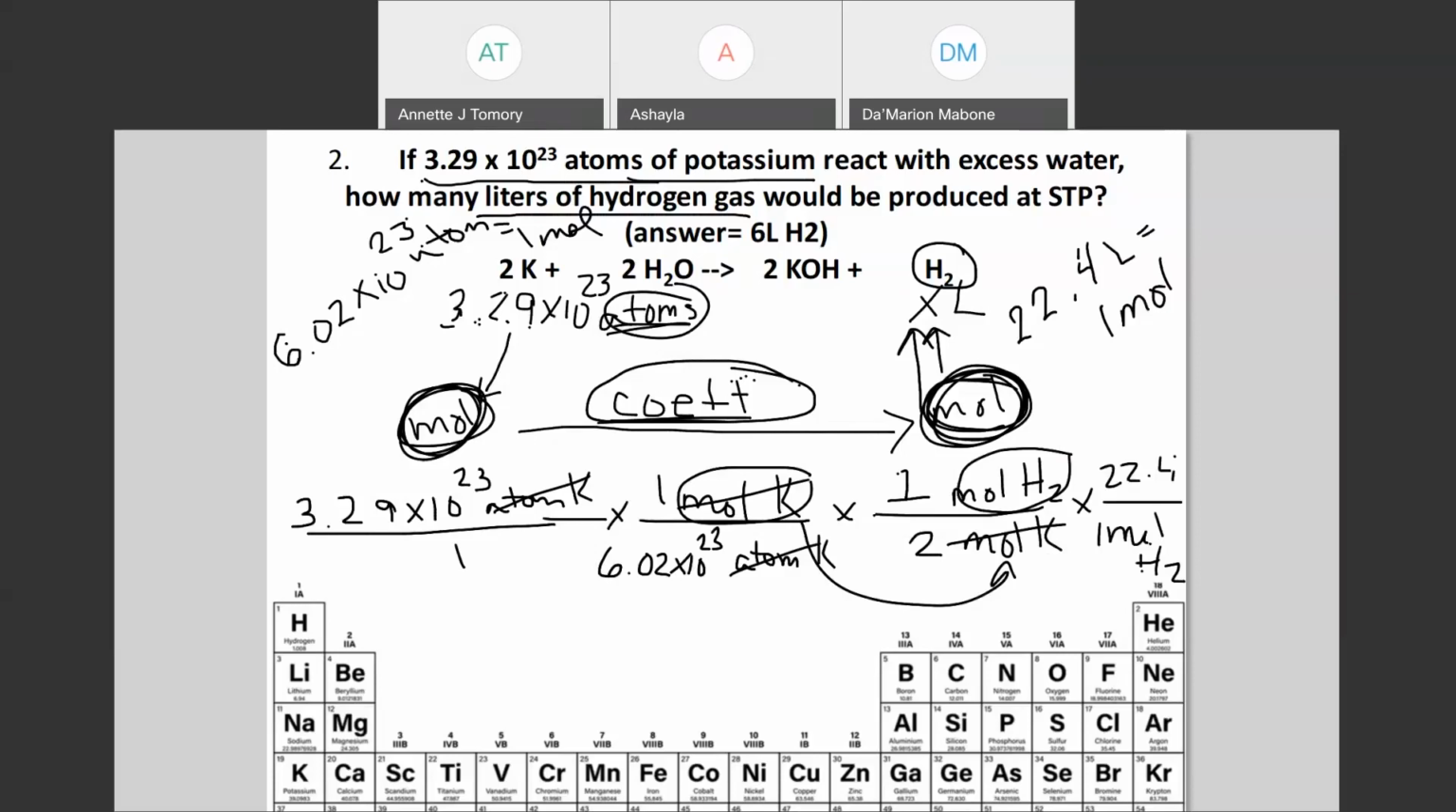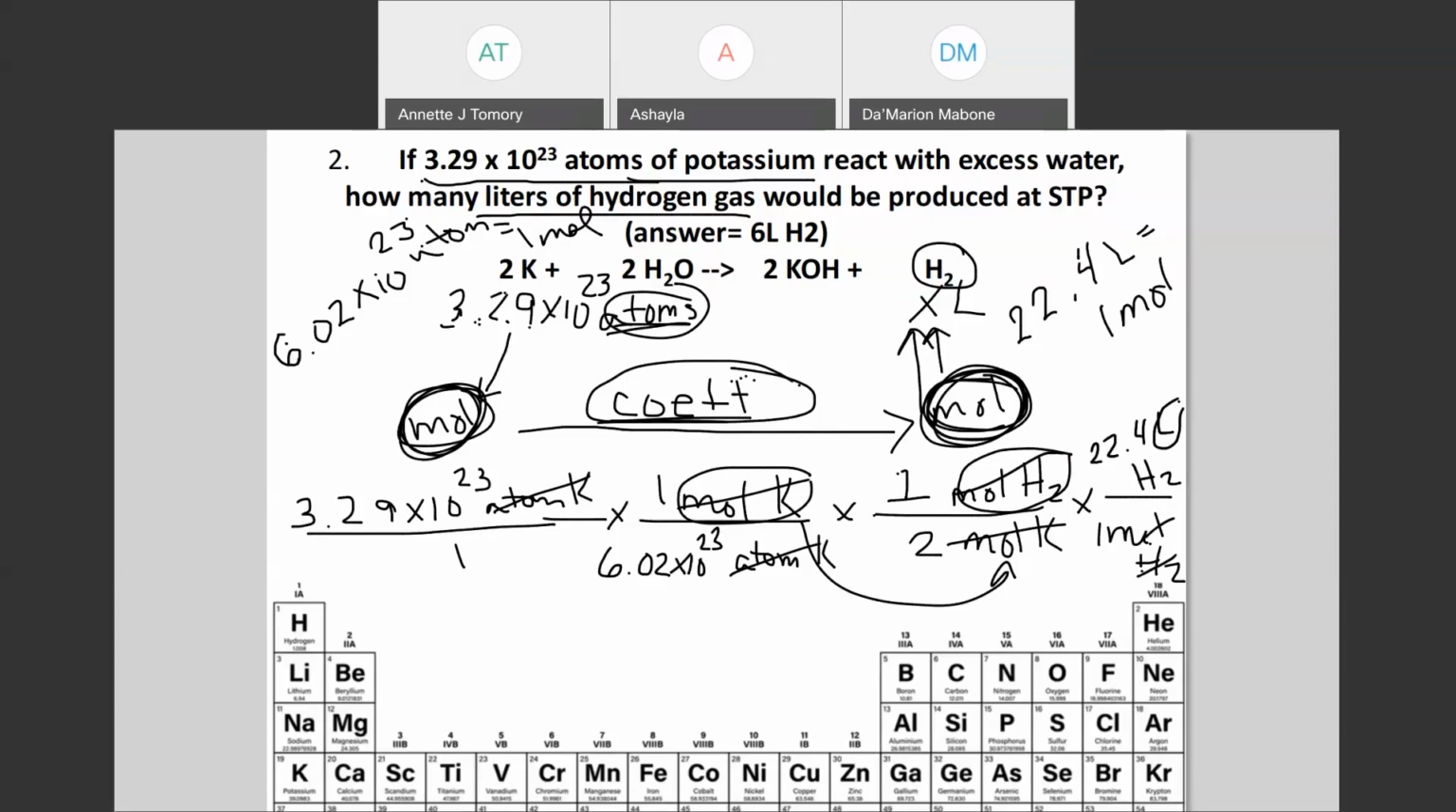I'm running out of room here. This is supposed to say 22.4 here. Let me see if I can erase it and rewrite it. I don't know if I can do it any smaller, but I'm going to try. Liters of H2. Okay. So 22.4 liters of H2 go on the top. The moles of H2 cancel out, and we are left with the unit they were asking about.